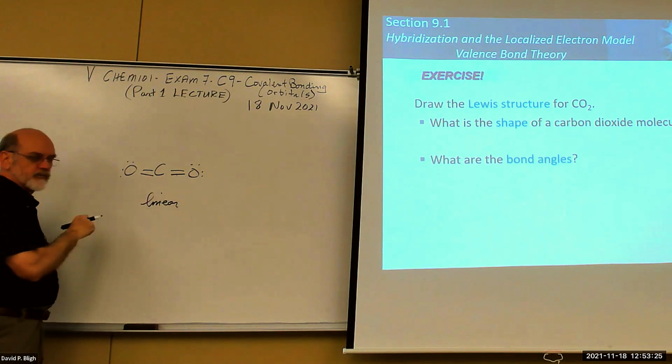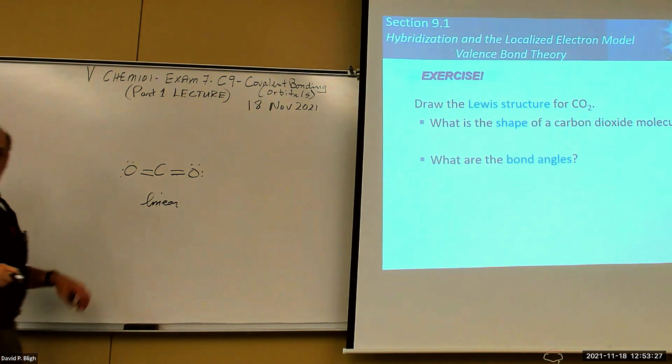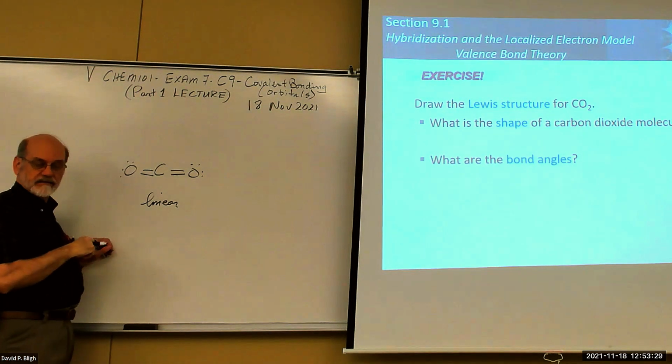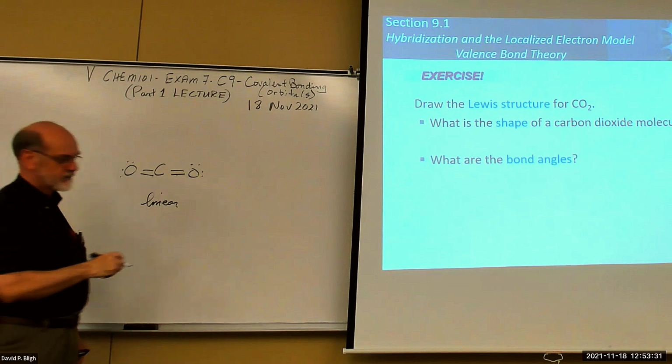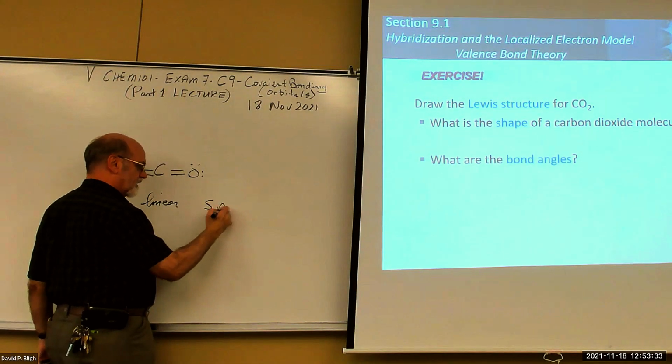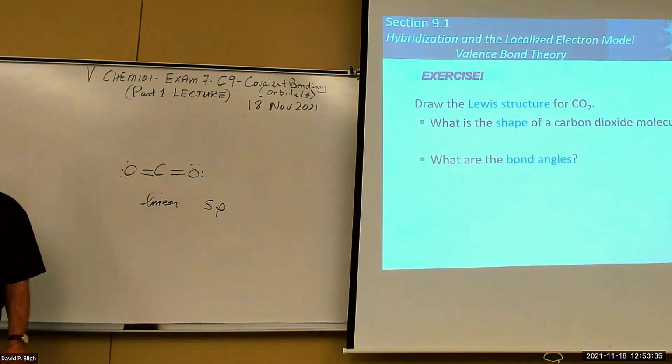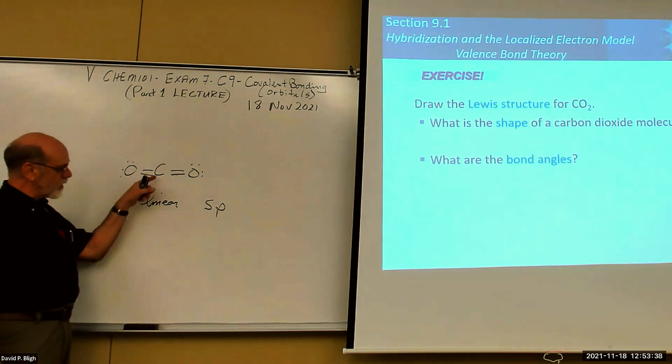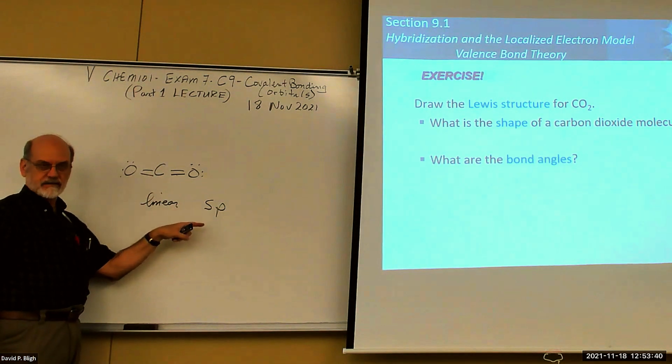Right? 2 groups means linear. So that means we only need 2 hybrid orbitals. So we start with S. Now we only need to use 1 P. So the hybridization on carbon in this case is sp.